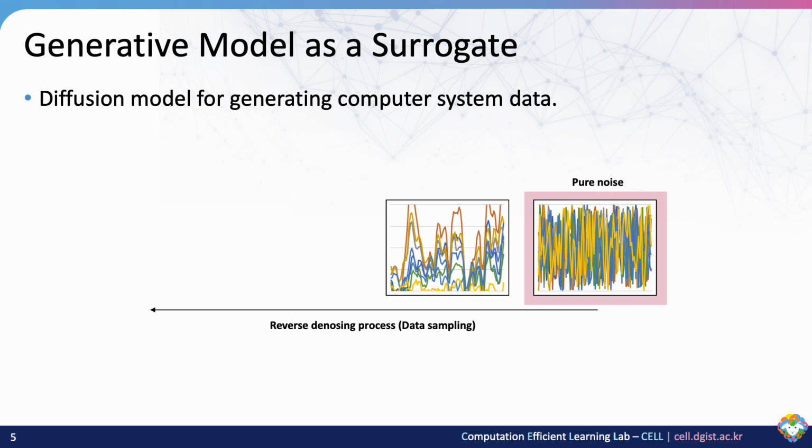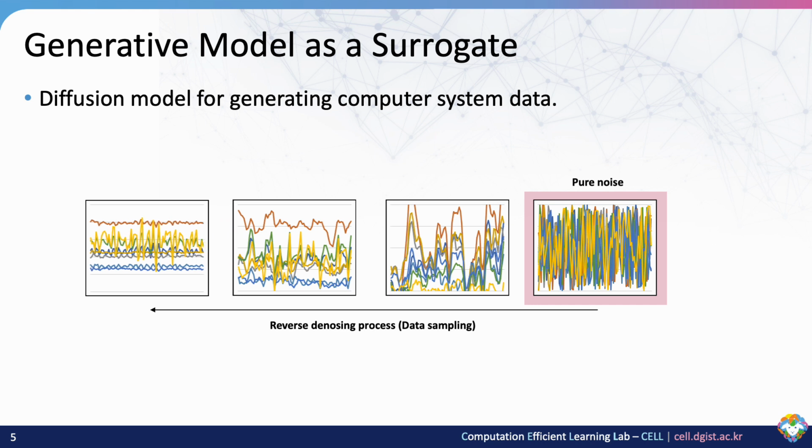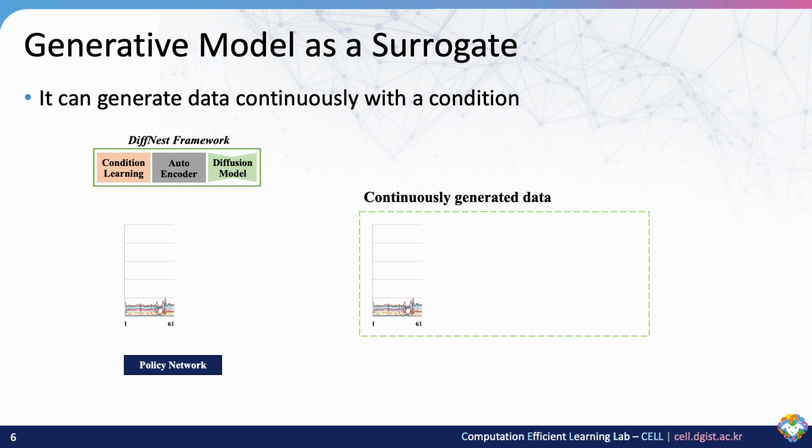As shown in the figure, we generate high-fidelity data from pure noise, which we then use for system optimization. To achieve this, we modify the internal architecture to be optimized for 1D data and retrain the model. We also incorporated an outpainting approach to enable continuous data generation by using previously generated samples as context.